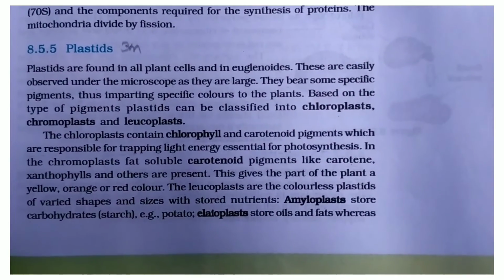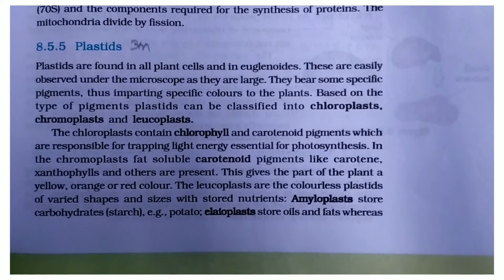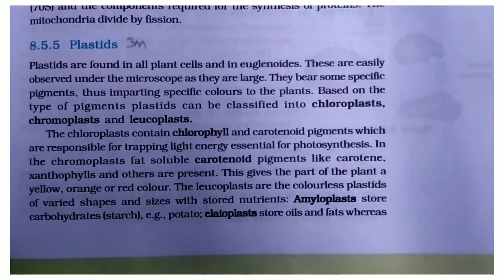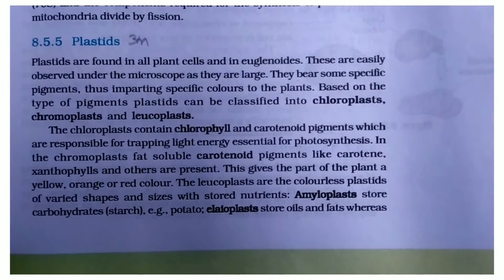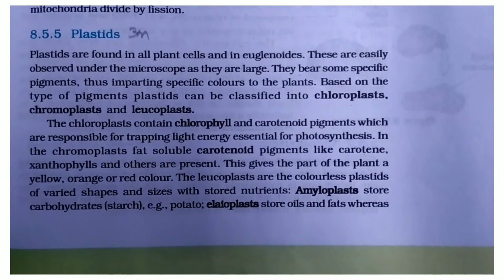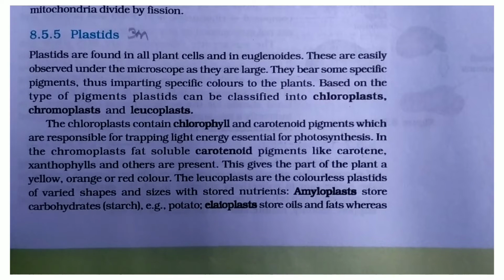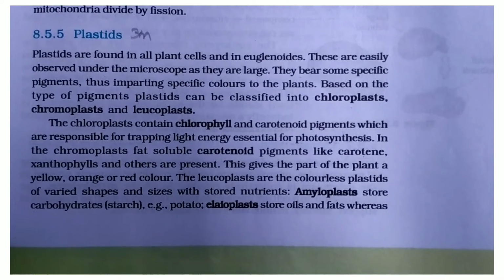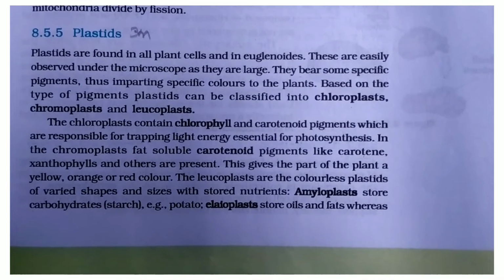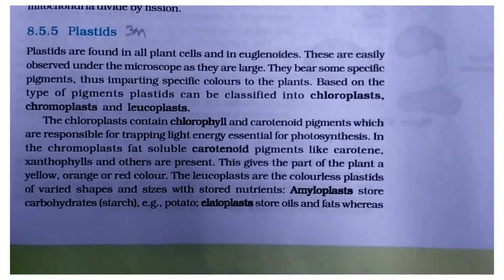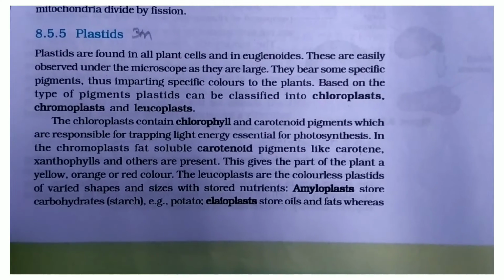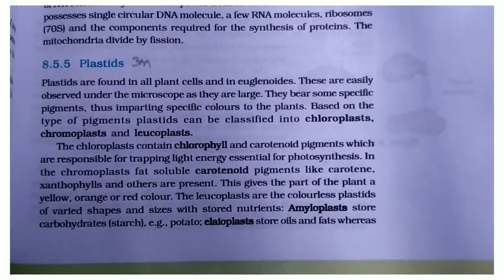Plastids are pigment-containing cell organelles that have a double membrane envelope. These are found in the plant cells. There are 3 types of plastids, namely chloroplast, which are green in color, chromoplast, which are yellow, orange, and even red in color. Leucoplasts are colorless plastids. Plastids are not only found in plant cells but also in euglenoids.